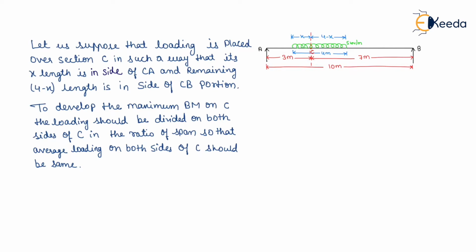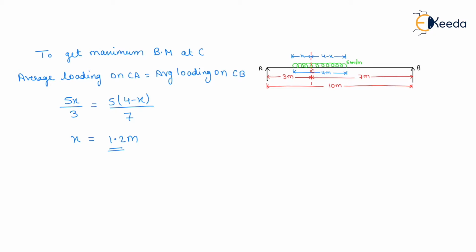Now for the calculation of x, we need to equate the average loading on CA to the average loading on CB. For that, we multiply the intensity of load with the distance, that is 5x, divided by the span length, that is 3, equals to UDL intensity 5 into UDL length 4 minus x divided by span, that is 7. So x will be equal to 1.2 meter.